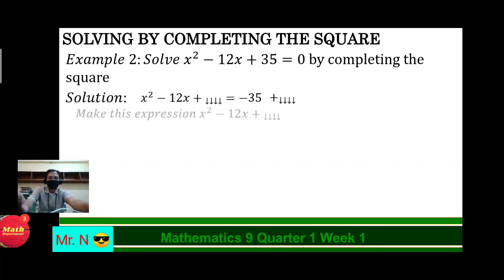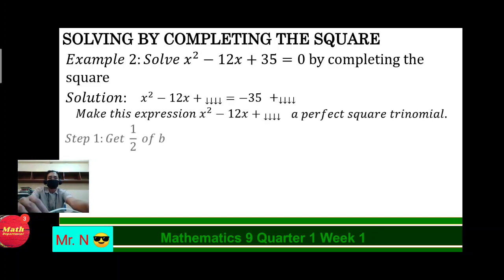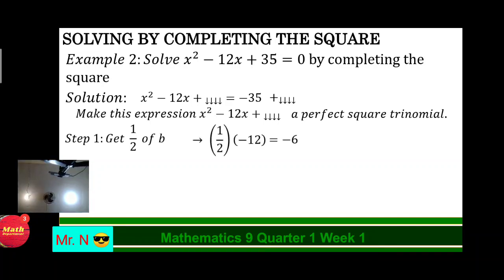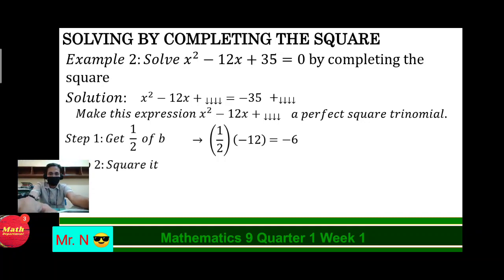So, step number 1. We're going to make this expression a perfect square trinomial. Get 1/2 of b, or the coefficient in the linear term. And the 1/2 of -12 is -6. And after that, let's have step number 2. We're going to square the result. The square of -6 is positive 36. And we're done. We're just going to add it to our expression. So it will become x squared minus 12x plus 36.